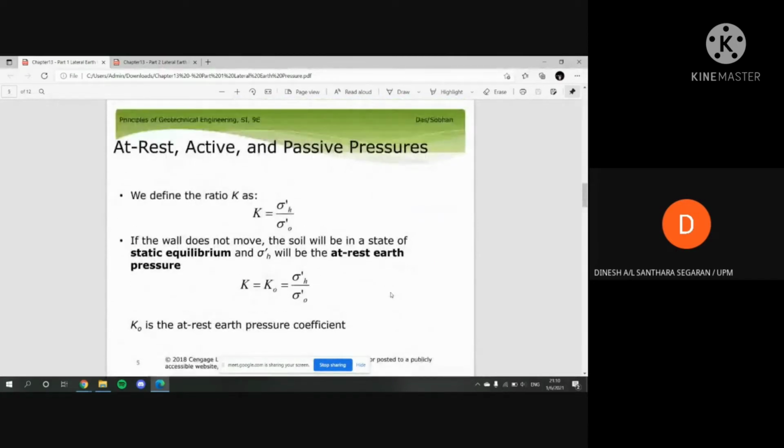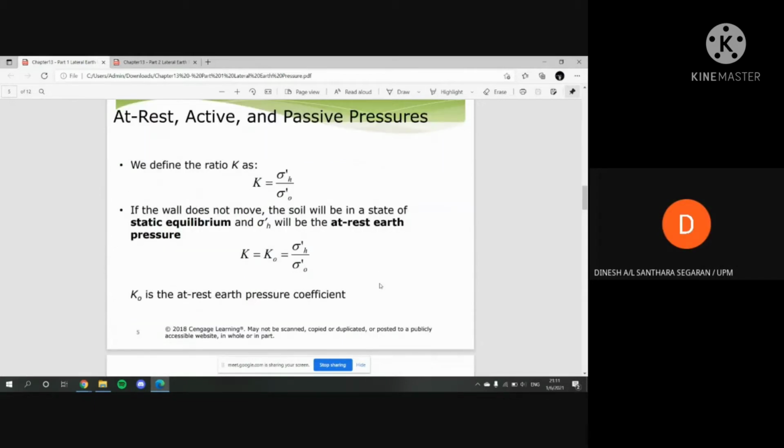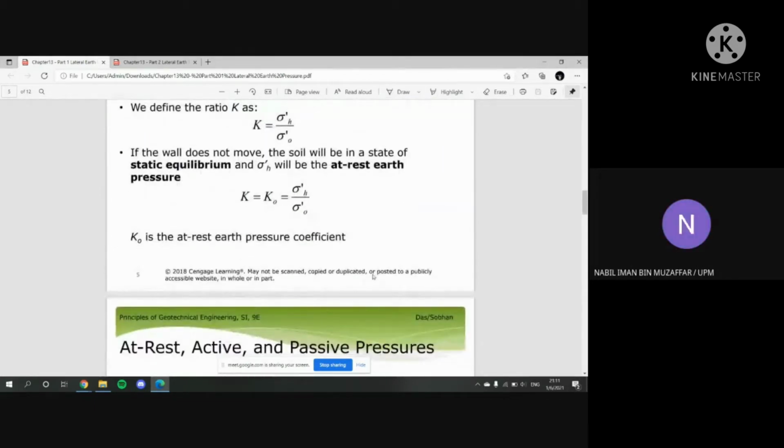In order to understand the lateral earth pressure, we have to define the coefficient of lateral earth pressure, which is K. The formula is horizontal effective stress divided by vertical effective stress. That is the K0. Okay, next. That is the coefficient.